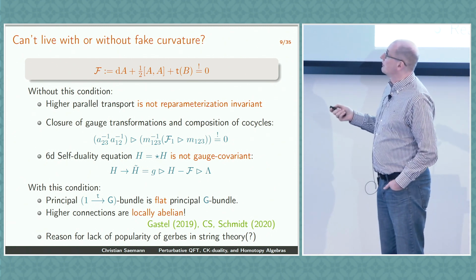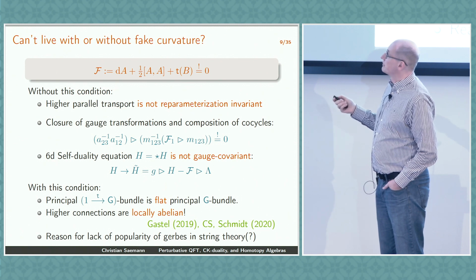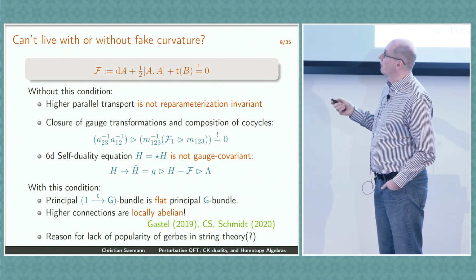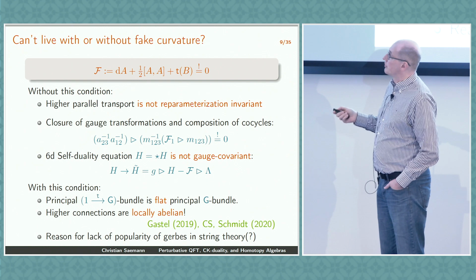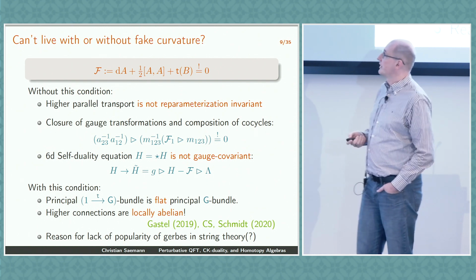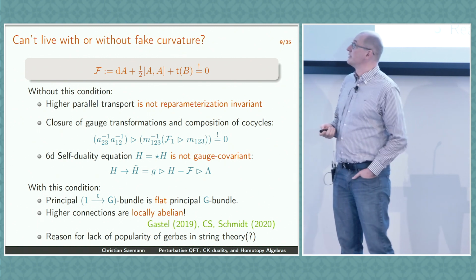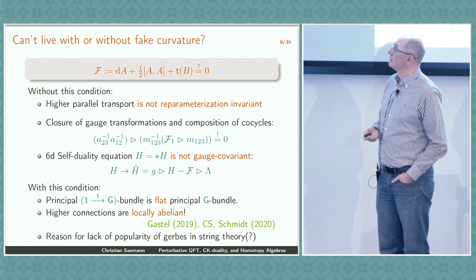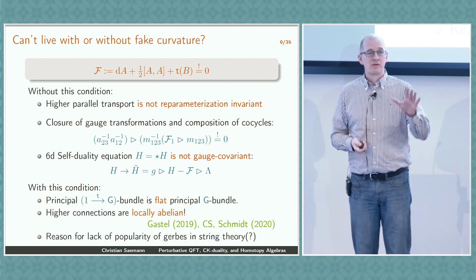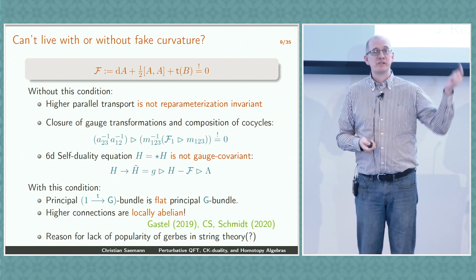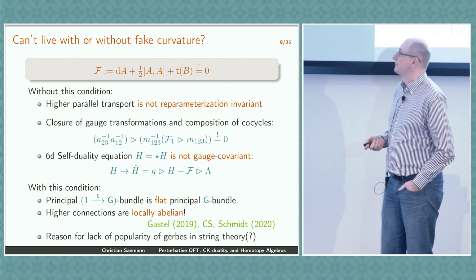And also, if you look at the closure of the gauge transformation and composition of co-cycles, whichever you prefer, it's both equivalent, then you get this additional condition. So that's unusual. That's not something that appears for principal bundles. You get a condition on the curvature form itself. So this expression has to vanish. Otherwise, your co-cycles don't glue together. So the co-cycle conditions themselves restrict also the curvature in a particular way, right?